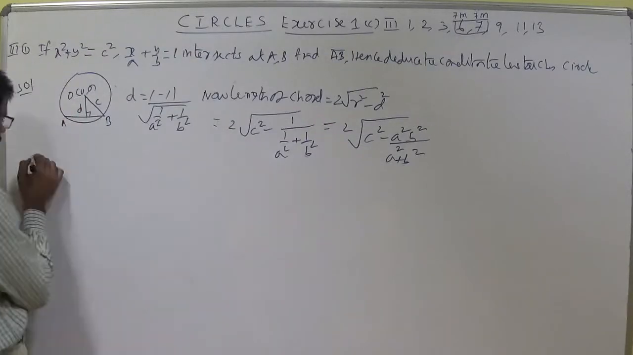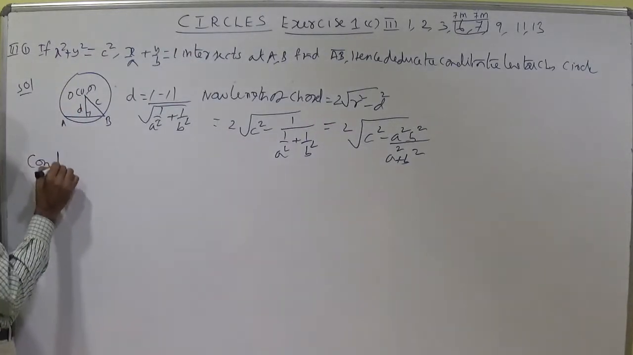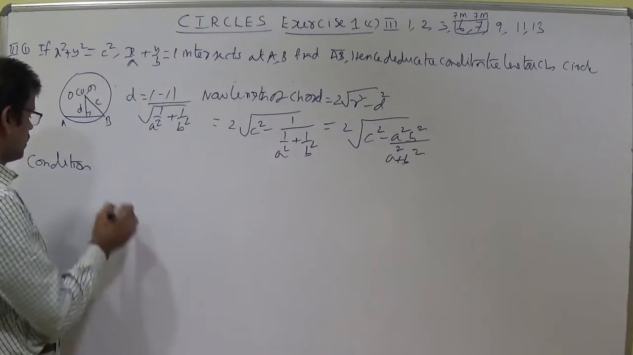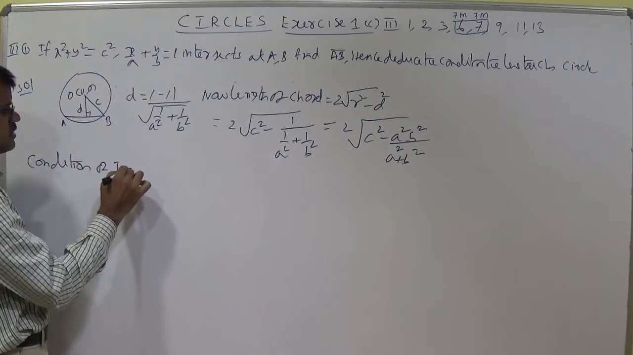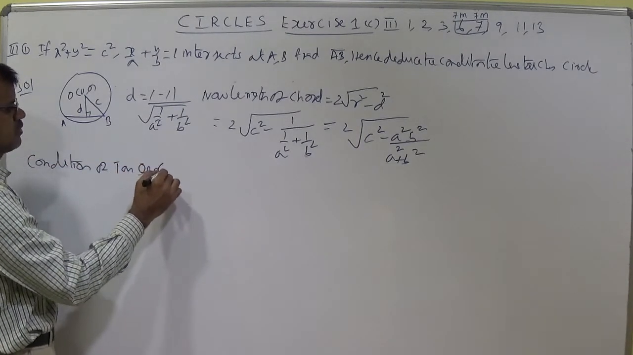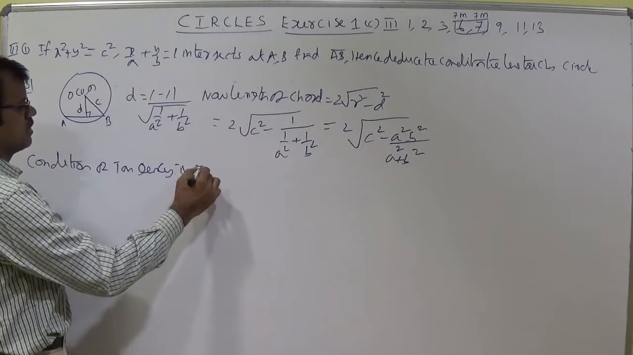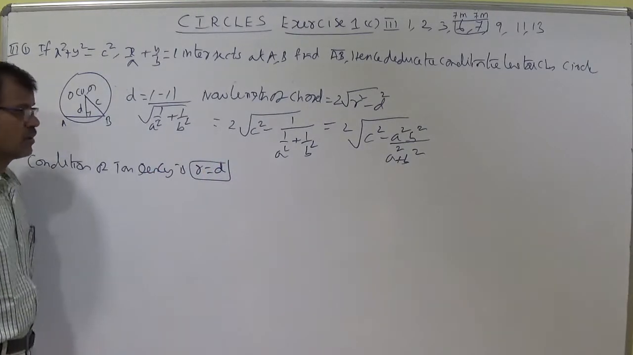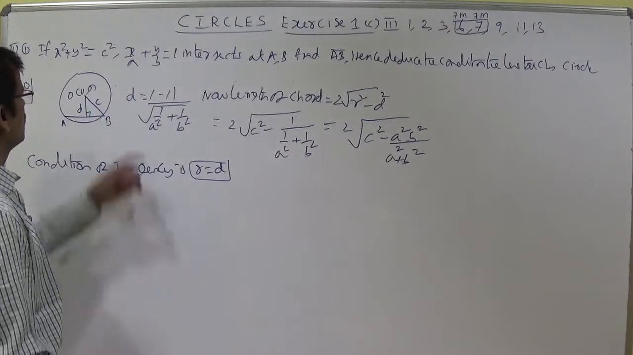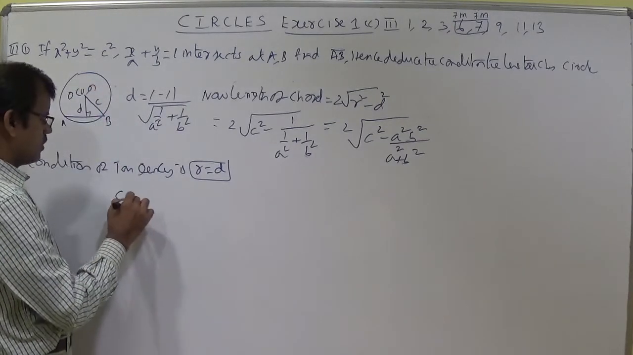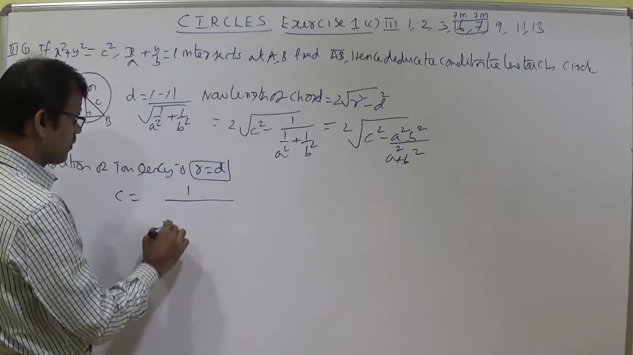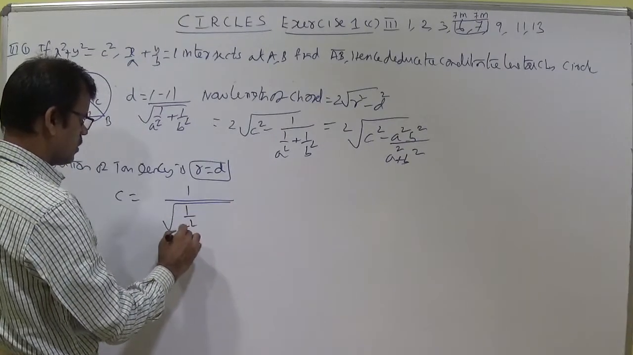Next, the condition of tangency. If a line touches the circle, then the condition of tangency is r is equal to d. This is the important concept. r is equal to d. What is r? r is the radius of the circle. And what is d? This is the perpendicular distance from the center to the line.